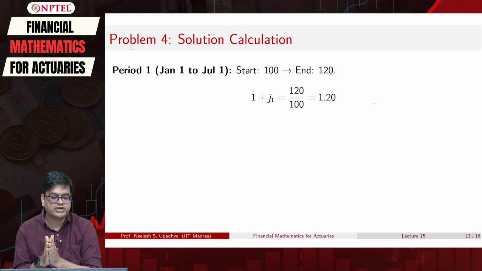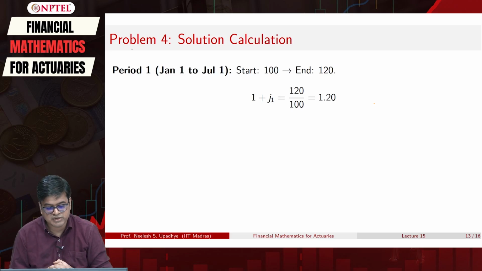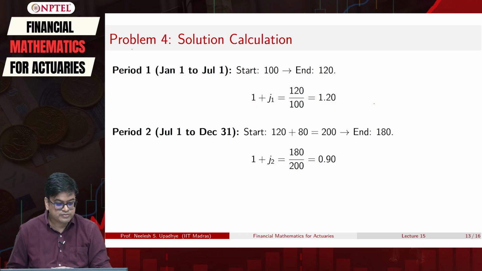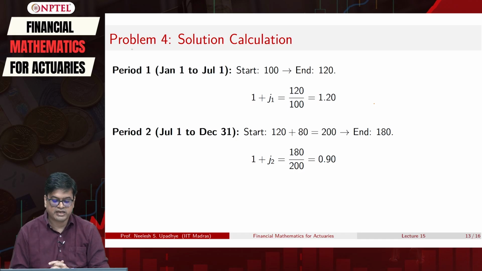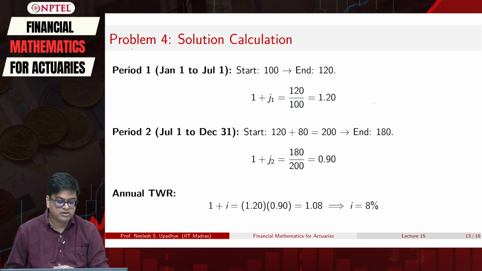Jan 1 to June 30 or July 1, where the end value is given. So, 120 divided by 100 will give me 1 plus J1, it is 1.2. Period 2, 80 in, so the total value will be 200. At the end we have 180. So, 180 divided by 200, it is 0.9. So, 1.20 into 0.9 should give me 1 plus ITWR, which is 1.08. So, the time weighted return of your fund actually is 8%.